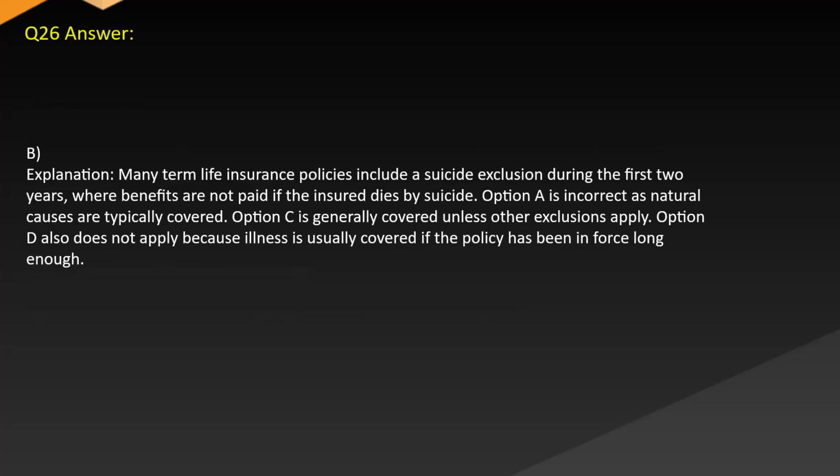Answer: B. Explanation. Many term life insurance policies include a suicide exclusion during the first 2 years where benefits are not paid if the insured dies by suicide. Option A is incorrect as natural causes are typically covered. Option C is generally covered unless other exclusions apply. Option D also does not apply because illness is usually covered if the policy has been in force long enough.